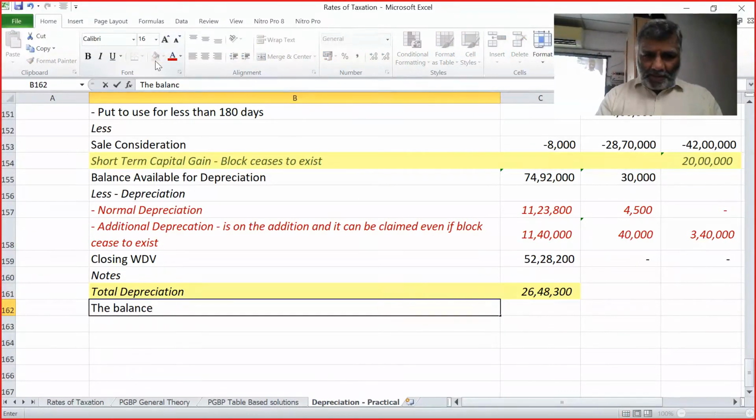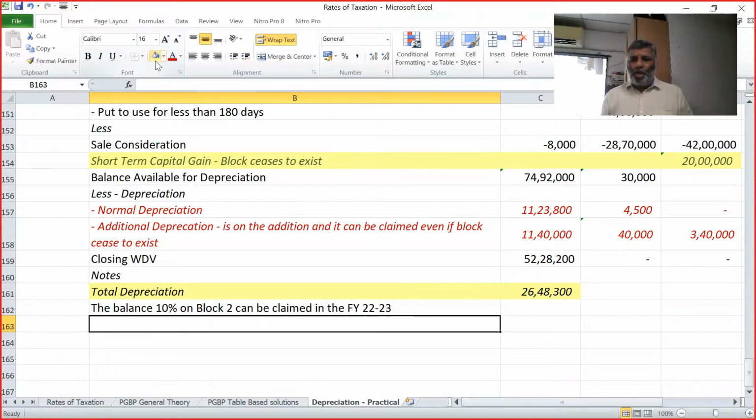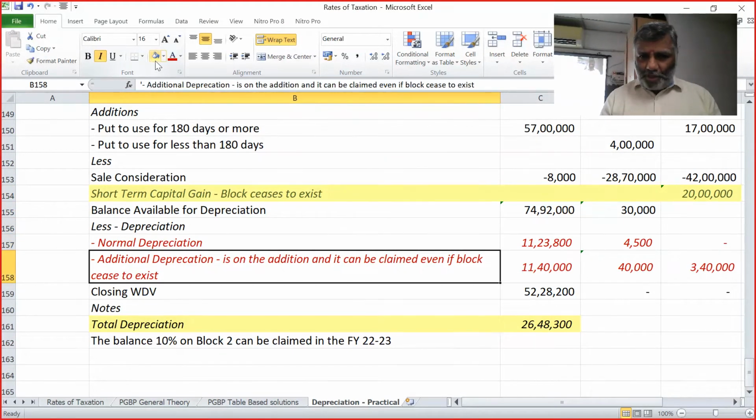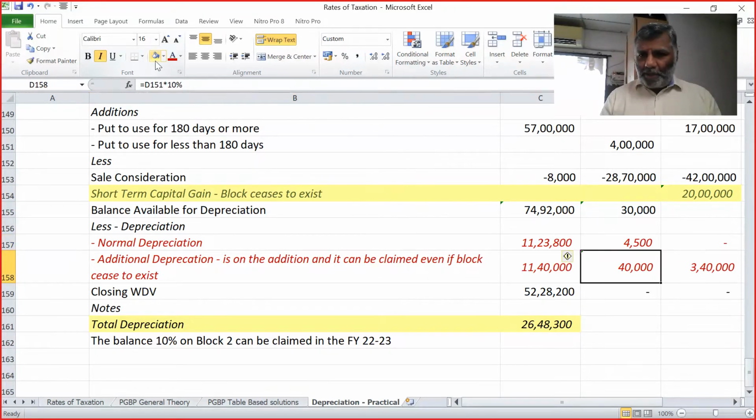The balance 10% on block 2 can be claimed in the financial year 22-23, because you claimed only 10%. In the additional depreciation for block 2, 4 lakhs into 10% only you have claimed. The balance can be claimed in the immediate subsequent year, that is financial year 22-23. Take your time, look into the answer.